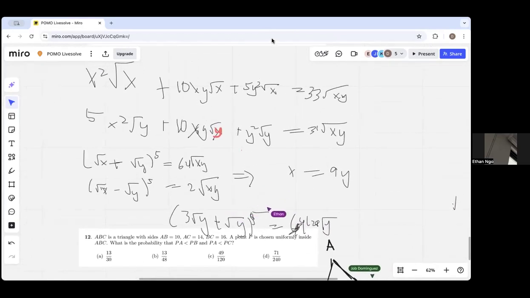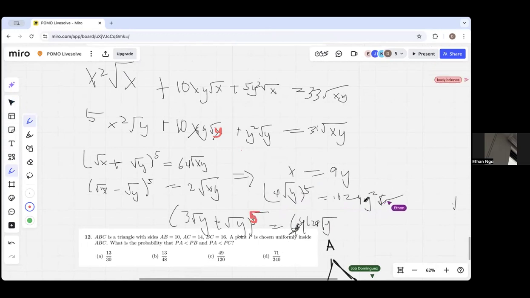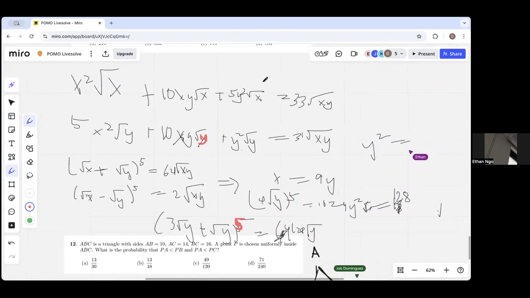And then we get 4 root y raised to 5, which gives 1024 y squared root y equals 128. Now solving this gives y squared equals to, oh, give me a sec. Let me see if I did this correctly.